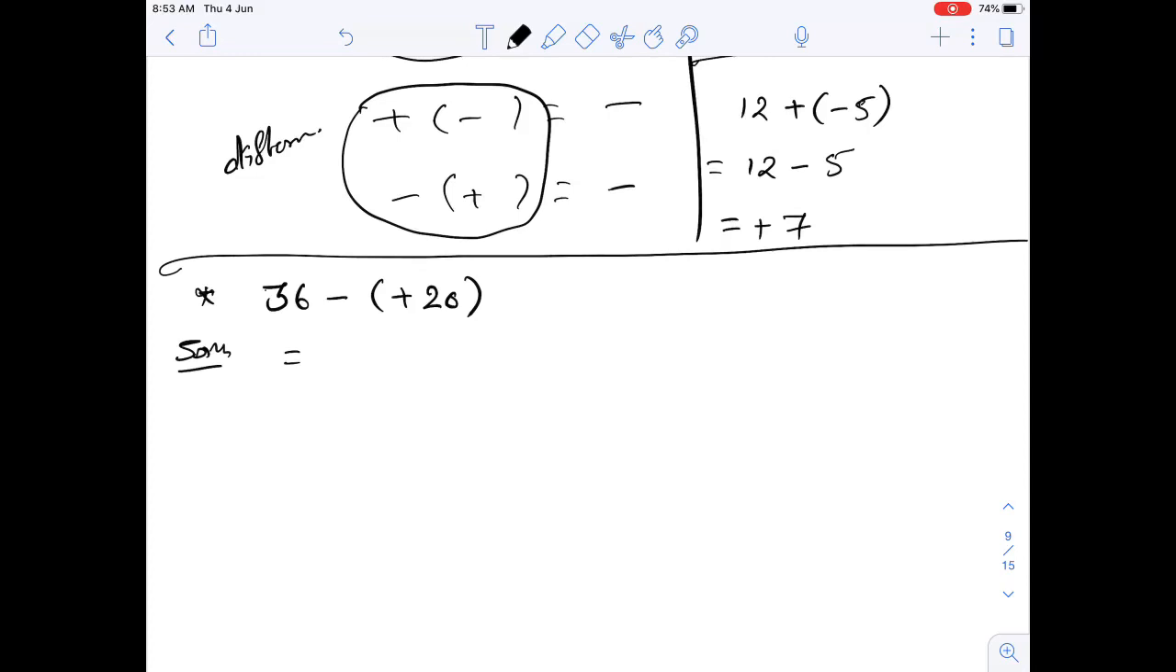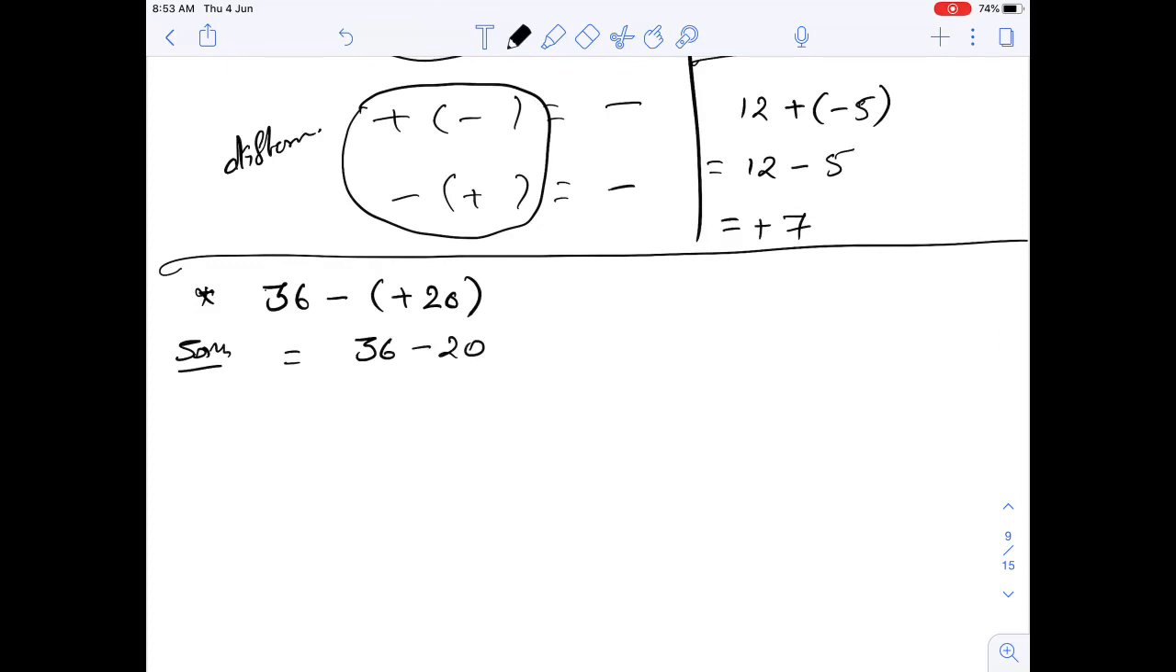The solution equals 36. It is positive, so there will be no change in this number's sign. Why? Because if there is no sign before a number, it means it is positive. Now before this number, two signs are following each other, so opposite signs are there and we will make a change. We have learned that when two different or opposite signs are there, we write their negative. So now it will become minus 20.